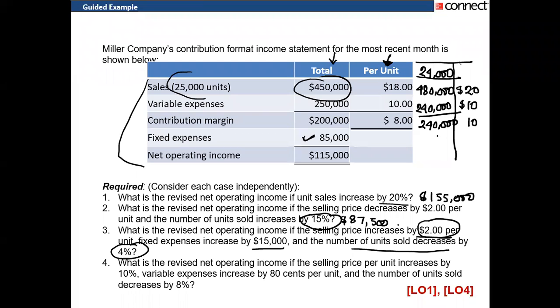So again, the fixed expenses are no longer the same as before. There's information that it will go up by $15,000. So now the revised fixed expenses will be 100,000 plus 40,000, so it is to be 140,000. So you see that the revised net operating income is now 140,000.